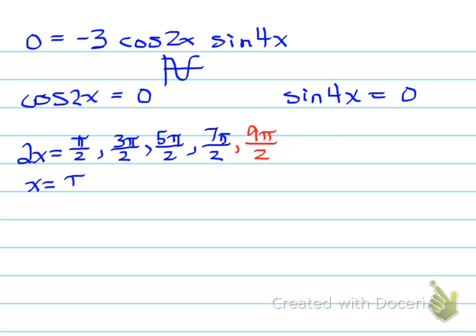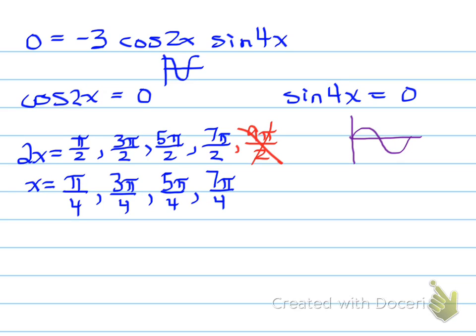When I divide by 2, what will happen is that I get pi over 4, 3 pi over 4, 5 pi over 4, 7 pi over 4, and the last one, which is 9 pi over 4. 9 pi over 4 is beyond the restricted domain, so therefore 9 pi over 2 is not the one that we need. Do the same for sine.